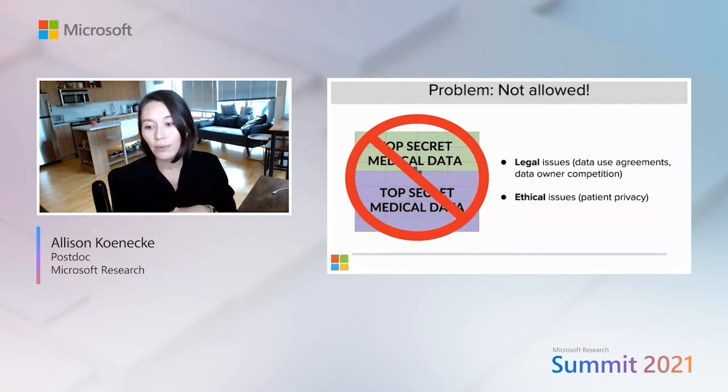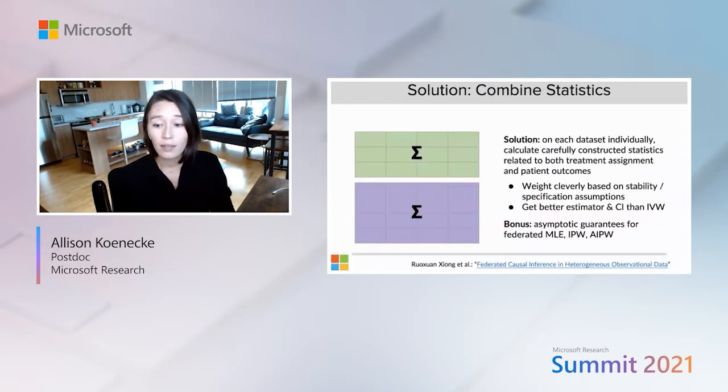Well, instead we can do what we've termed federated causal inference, which doesn't require combining the data sets themselves. So for this, we calculate relevant statistics on each of our data sets separately, and then do some clever weighting to generate the overall treatment effect across both data sets. Our three federated methods also give us some nice asymptotic guarantees.